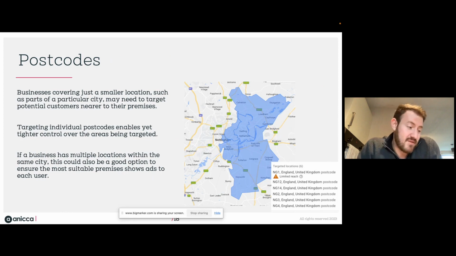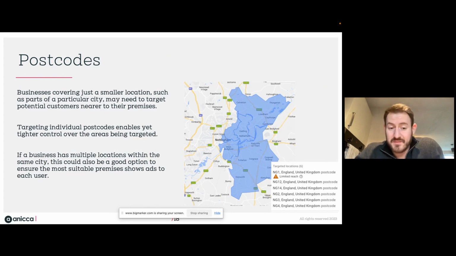That'll be because I'm living in Nottingham, love Nottingham as a city, and therefore it was quite a helpful location for me to use. But this same logic can be applied to pretty much any city. You might want to target people who live in a particular area or on a particular side of that city. So targeting individual postcodes enables you to have tighter control over the areas that you're targeting. And you can see there, I've selected NG1, NG12, NG14, and a few other locations as well. And you can see how that looks in terms of the map as well there.